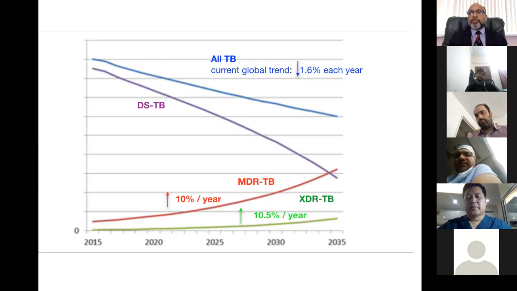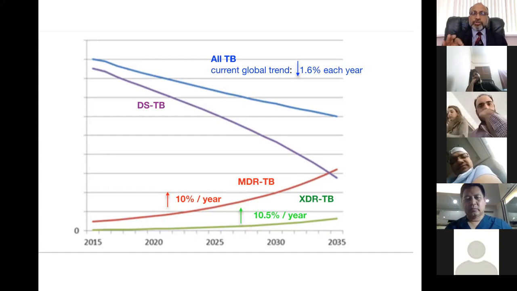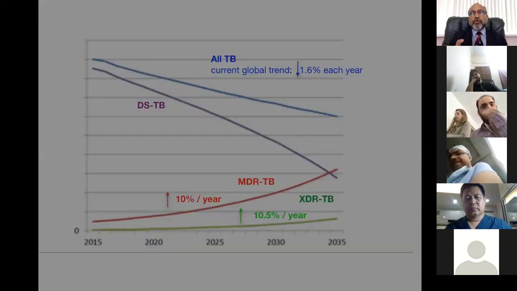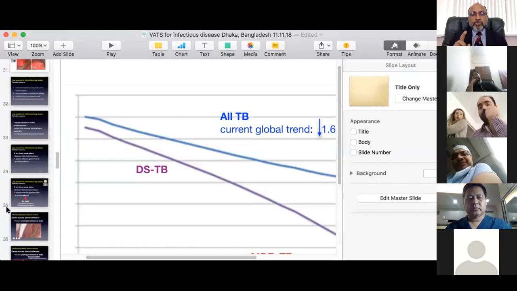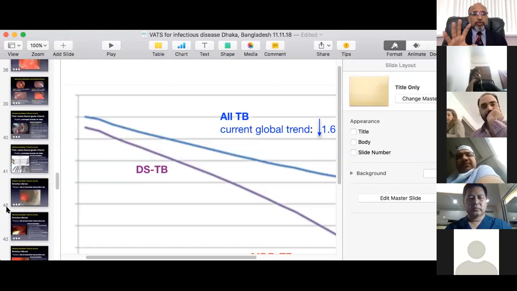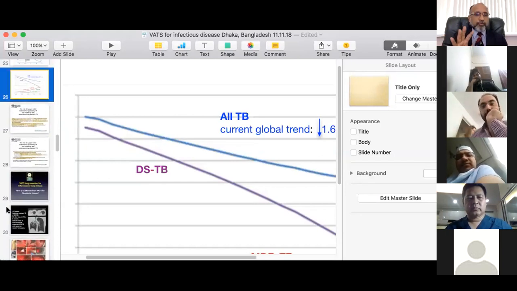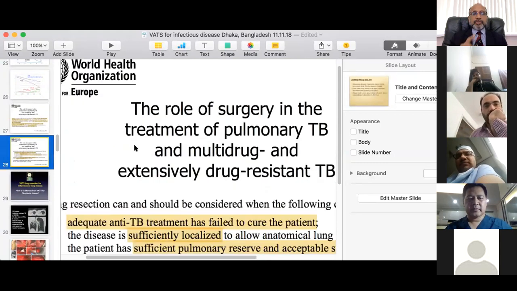Now, just coming back to your talk on the surgical management, I think there was a beautiful slide on the WHO indications for surgery in tuberculosis. If you could go back to that slide, you very clearly see the document, and there were three or four indications. Yes. So this is very important again. Just go into the slideshow.